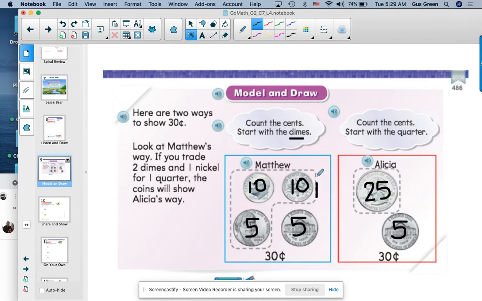Now, if Matthew traded 2 dimes and a nickel for a quarter, they're both worth 25, he would have Alicia's way. If Alicia traded her quarter for 2 dimes and a nickel, then she would do Matthew's way. So there's two different ways to show 30 cents. All right, let's look at another example.